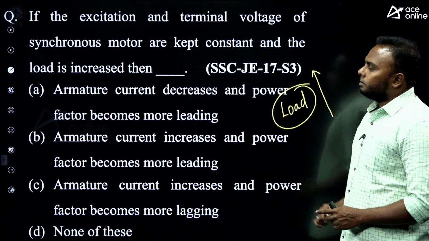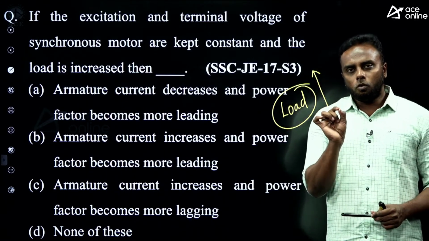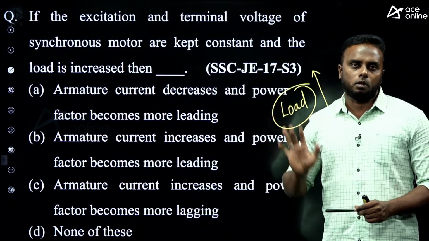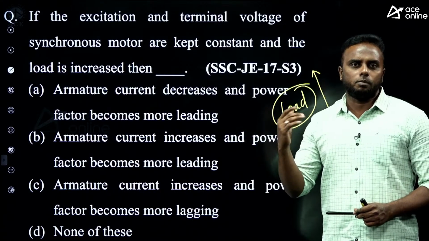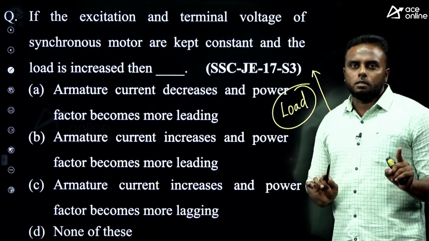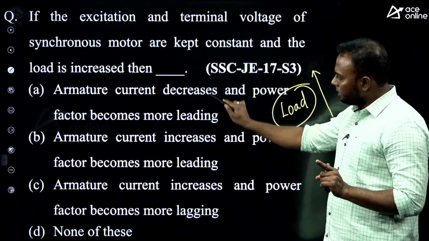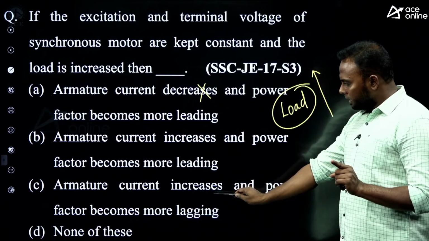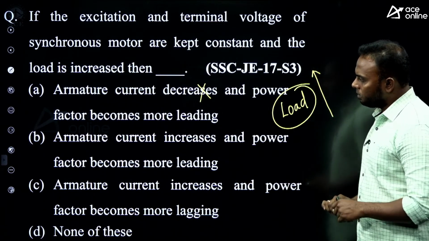Armature current decrease. See, simply load increase or load decrease means current is proportional to load always. That may be a generator, that may be a motor. So load increase means current should increase. Now you check which is the current increase. Here decrease is given, wrong. Increase is there and here also increase is there. So out of the two we have to consider.